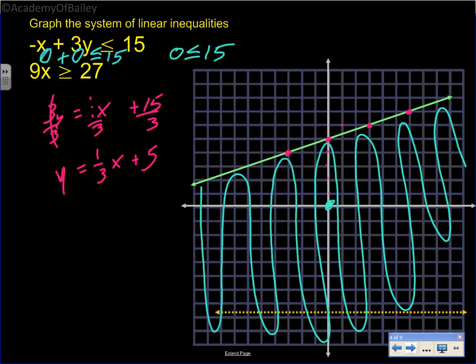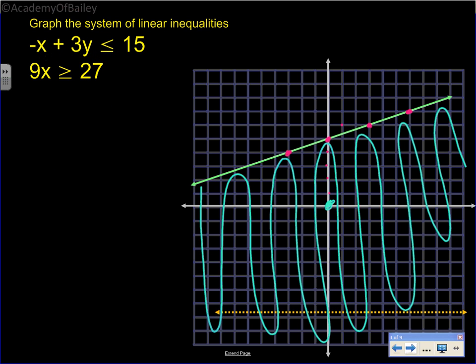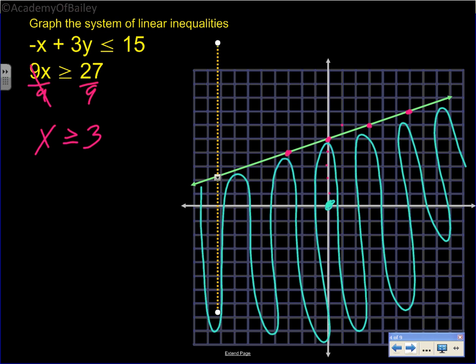So the ordered pairs that fit that inequality will be below the line. Let's go ahead and do the next one. The next one only has one variable in it. So basically, if it only has one variable in it, you have to solve and get that variable by itself. And since this is x, it's going to be a vertical line that crosses the x-axis at 3. So if we look, there's 1, there's 2, and there's 3.